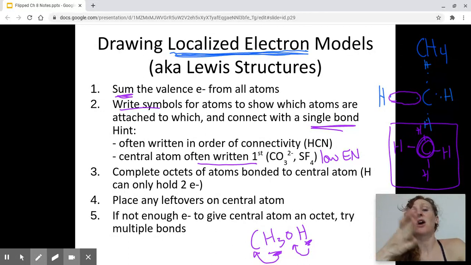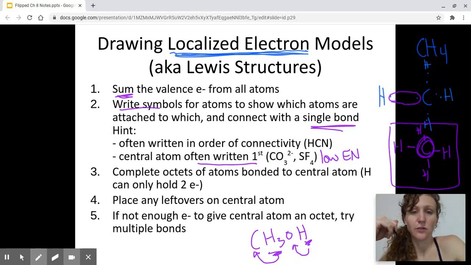And that's actually how formulas are written also. They're written in order of electronegativity, which is why the central atom, which has to be low in electronegativity, often gets written first. When in doubt, if carbon's involved, make it carbon. Carbon's always the central atom.